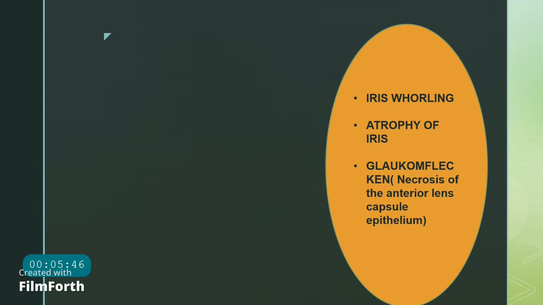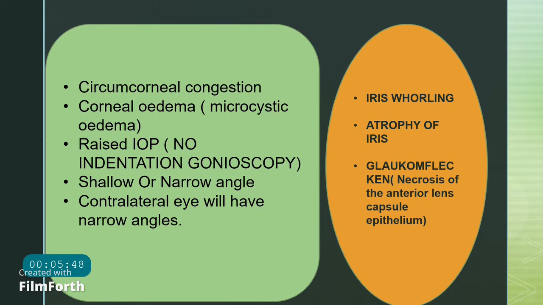Next, what are the features that I told you? The patient will have circumcorneal congestion, and corneal edema, which is microcystic corneal edema because of the raised IOP. In this raised IOP it is advisable that you do not do any indentation gonioscopy, and if you do a gonioscopy later on when the corneal edema subsides, the angle will be shallow or narrow.